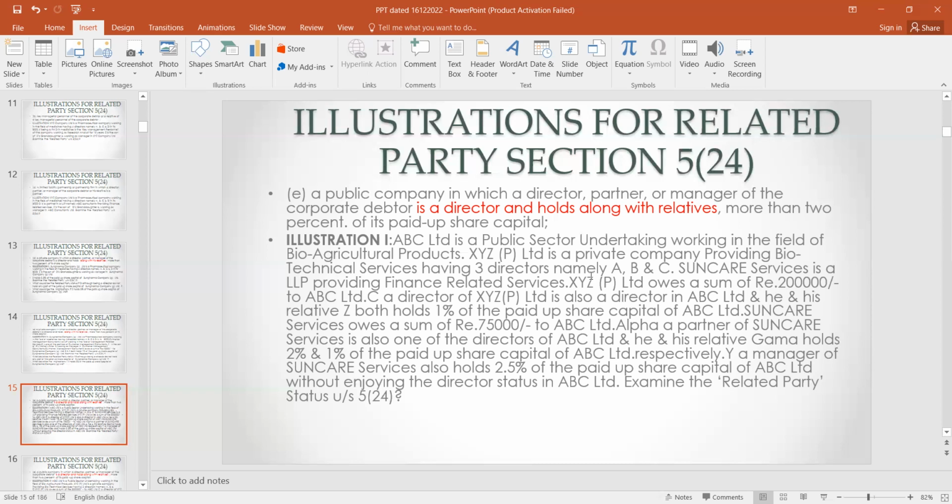Sun Care Services is an LLP providing finance related services. So there is another entity, which is Sun Care Services. You can see it as an individual or a partnership firm because it is an LLP. So this is also a corporate person, and we have to see the relation to a corporate person. So Sun Care Services is an LLP, XYZ Private Limited, and ABC Public Sector. So there are 3 entities. XYZ Private Limited owes a sum of rupees 2 lakhs to ABC.